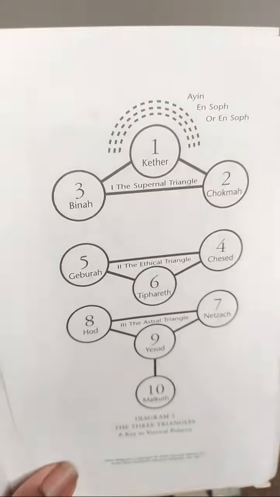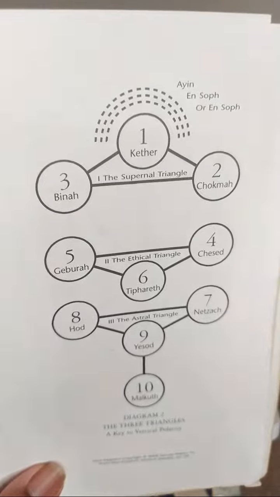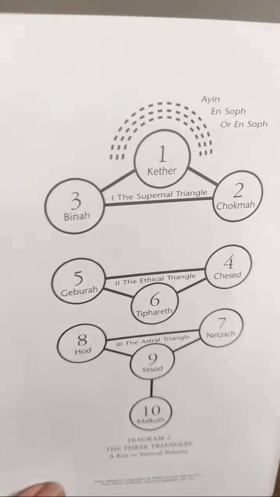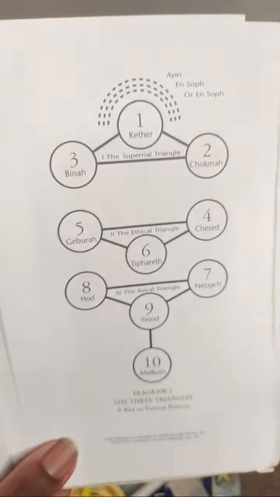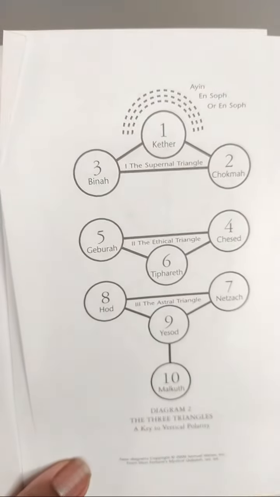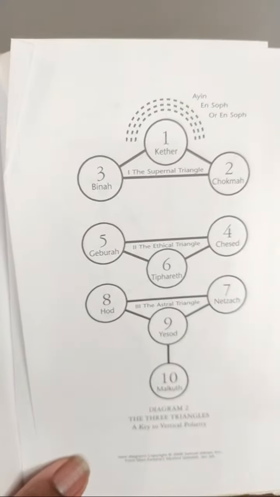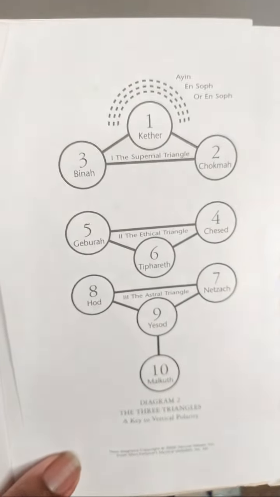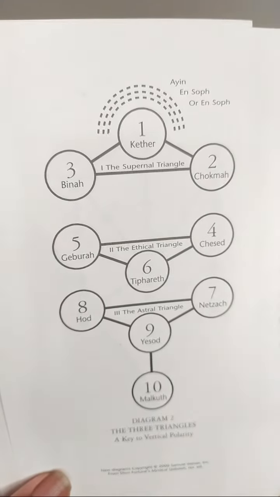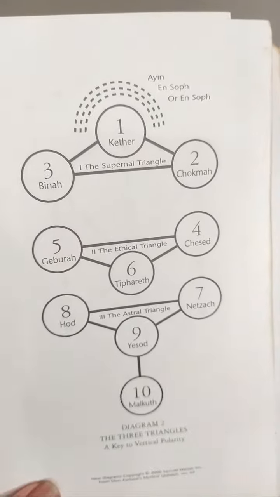So he's looking at the Ten Commandments as listed in reference to how the triangles are situated, with the supernal triad pointing upward and the other two pointing downward, the ethical and the astral.